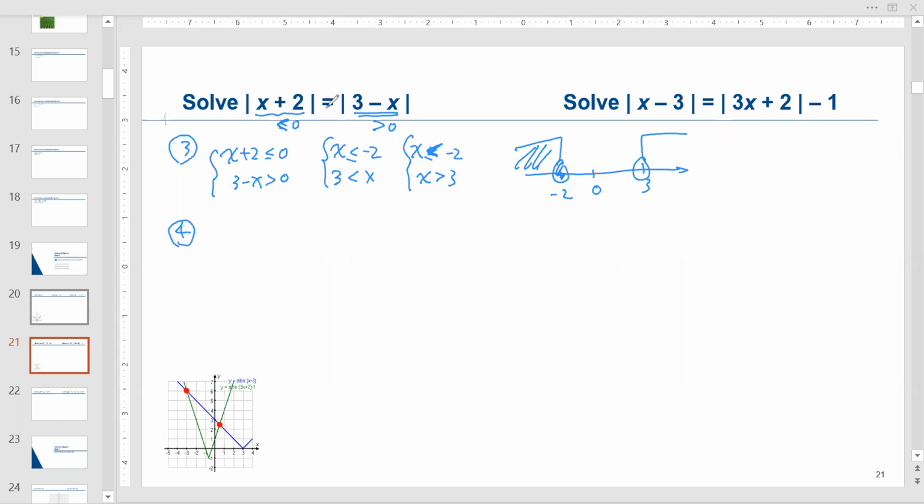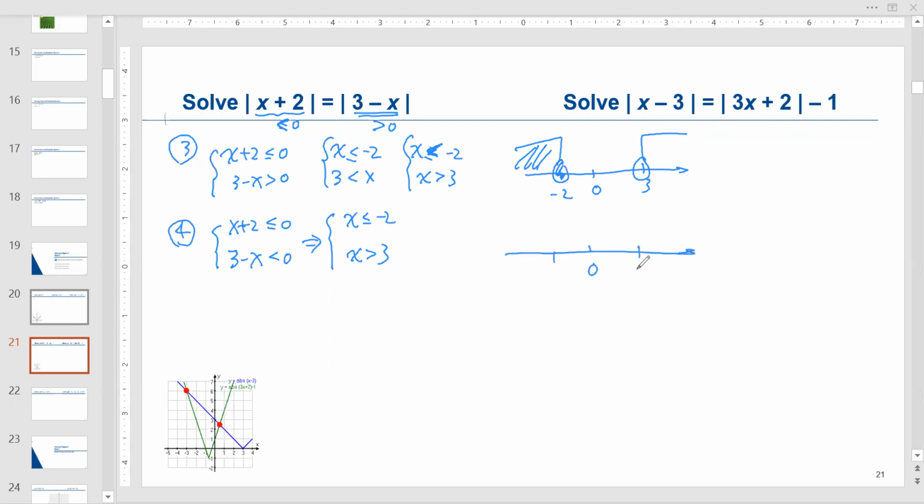Fourth situation, both of them are negative. So it means x less than negative 2, x greater than 3, right? We can do these kinds of changes as well already. All right, so you can graph in here.